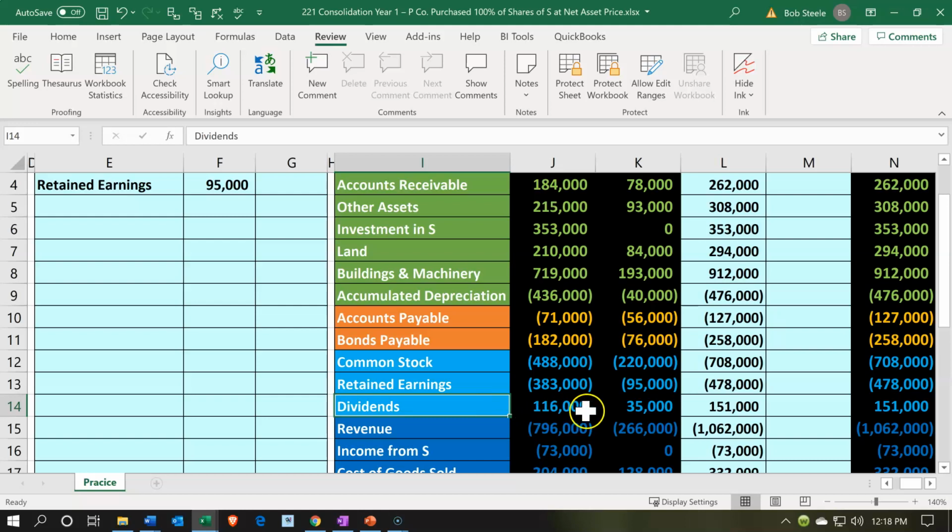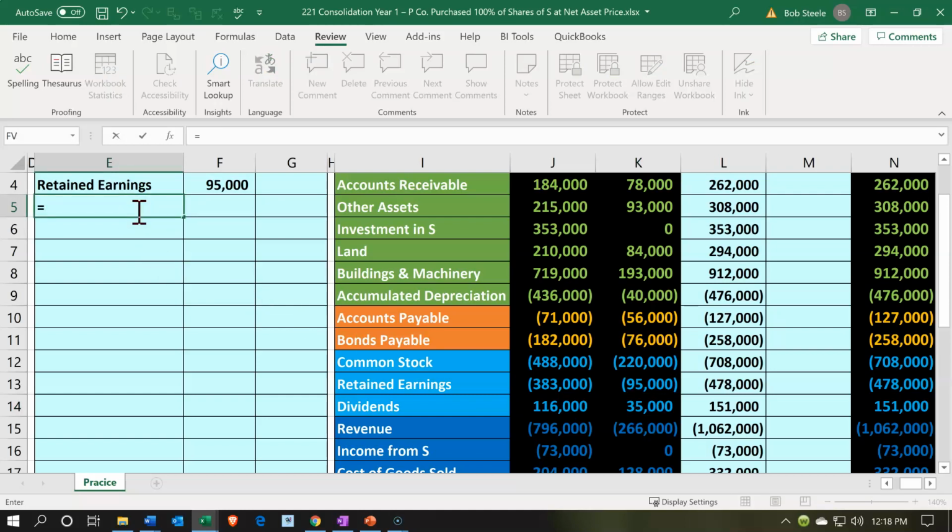So these dividends over here obviously were taken out and went to the owner, which is fully owned by the other company, P. So S's dividends went to P. So we need to remove those dividends because they're paying themselves when we do this consolidation. So the dividends are going to be here.